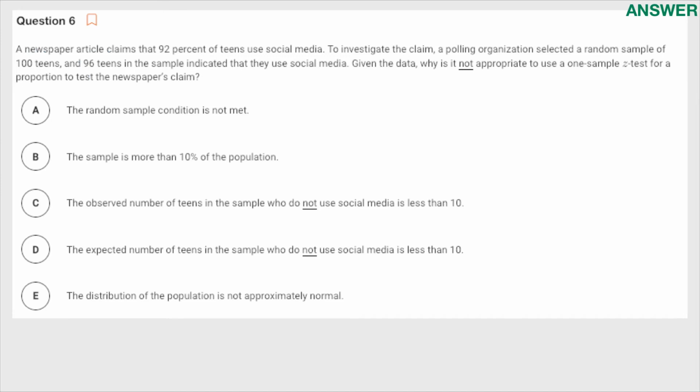First question is, was the random sample condition met? Yes, it was. We were told it's a random sample, so that one's out. Is the sample more than 10% of the population? Probably not. I think that there's more than 1,000 teens, so that condition was met. The observed number of teens in the sample who do not use social media is less than 10, or the expected number of teens in the sample who do not use social media is less than 10. The better formula to check is np greater than or equal to 10.